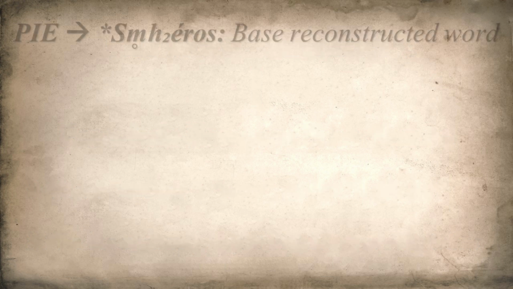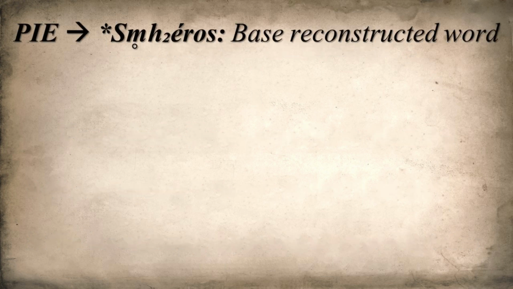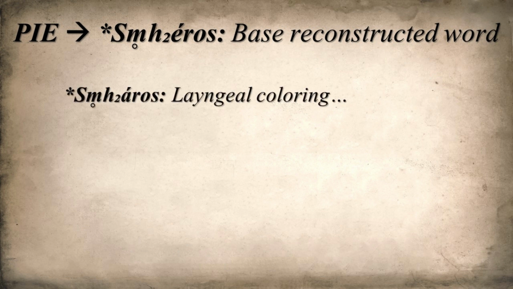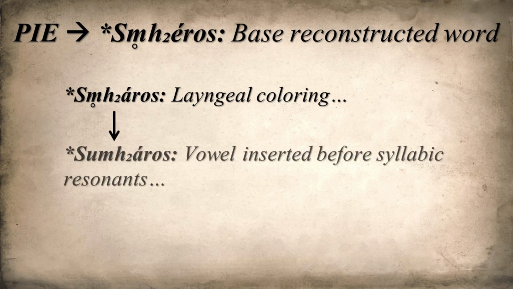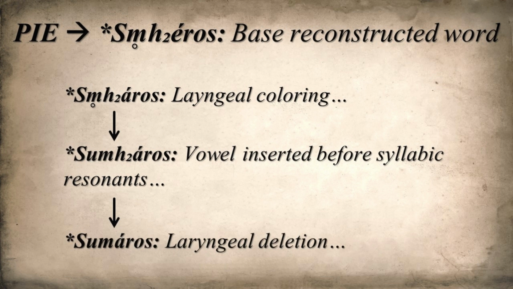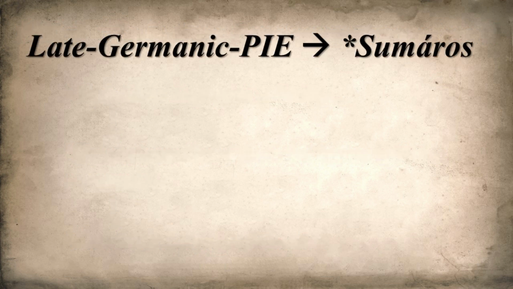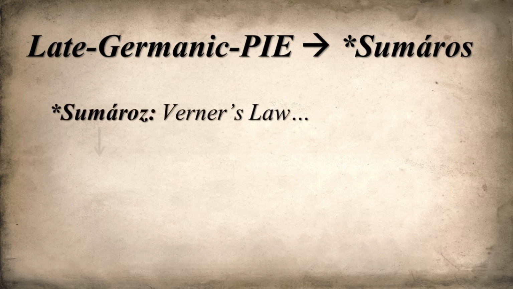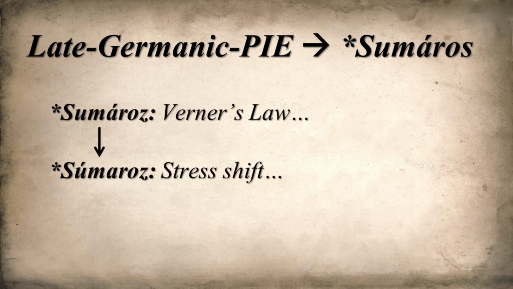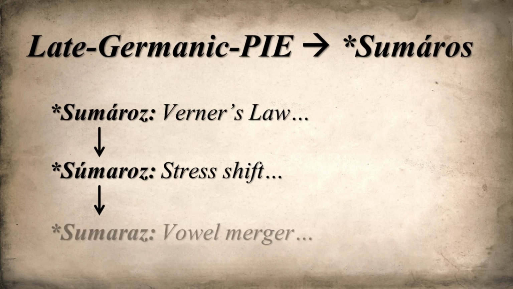Assuming that the word was smcheros, the laryngeal h would color the a vowel to a, so we have smcharos. Then the syllabic adopted an epenthetic u, so now the word is sumcharos. Then the laryngeal dropped off, leaving sumaros. After unaccented vowels, sh became zh, so we have sumaros. Then the stress shifted to the first syllable, leaving sumaros. Then both a and o merged to the back o, leaving the final Proto-Germanic form as sumaros.